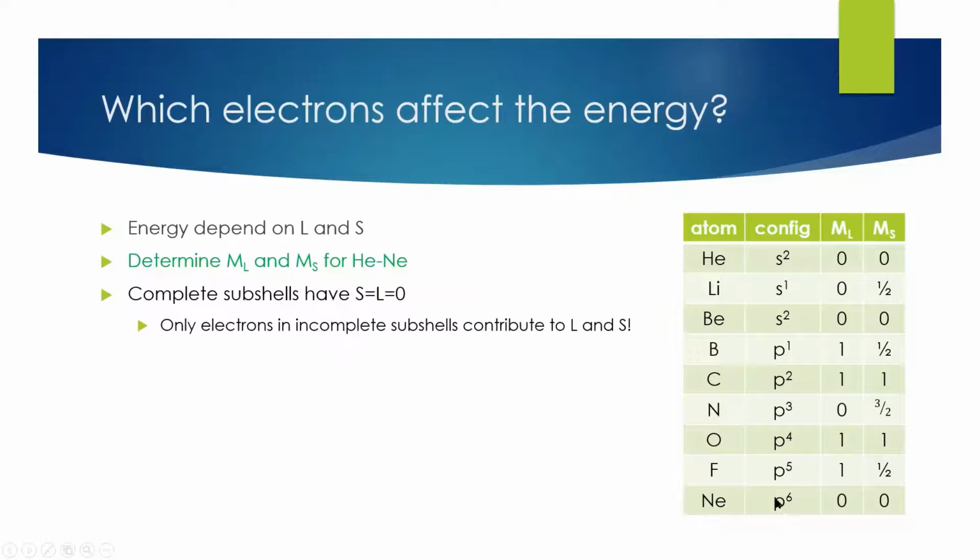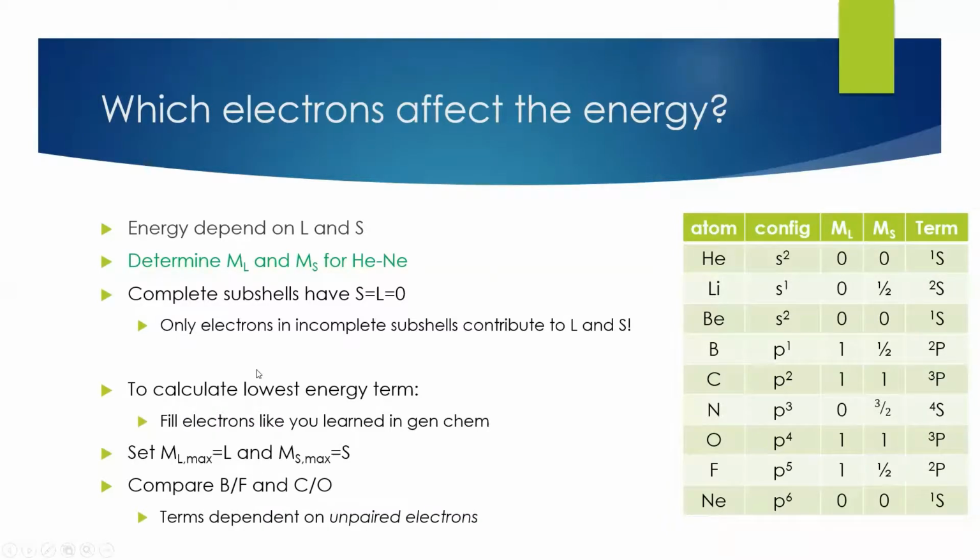But neon, again, has a full s and a full p orbital. And so for its electrons, every spin up electron has a spin down electron. Every L equals 1 electron has an L equals minus 1 electron. And so these cancel out. All of these electrons that have full orbitals will have the same term. They all have m sub L equals 0, m sub S equals 0, and that gives them a 1S term.